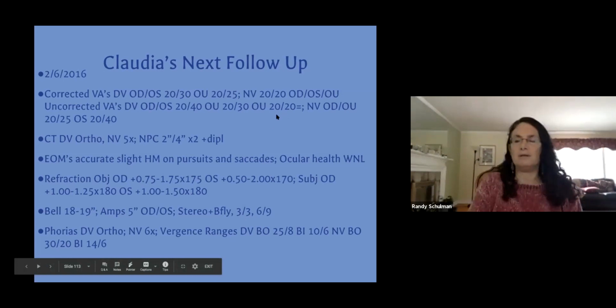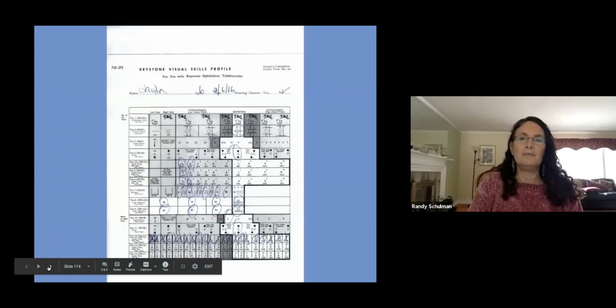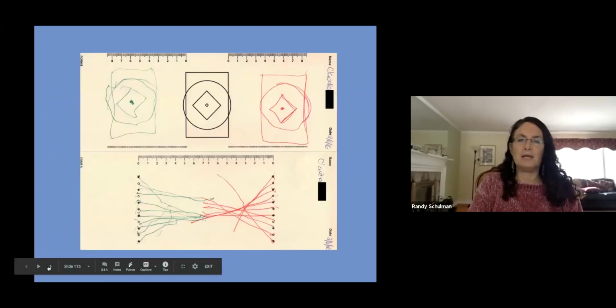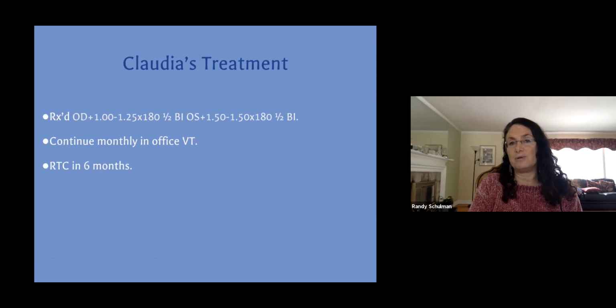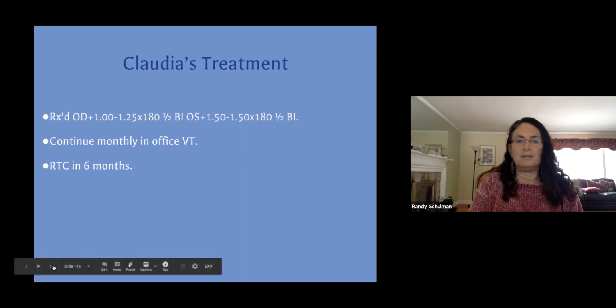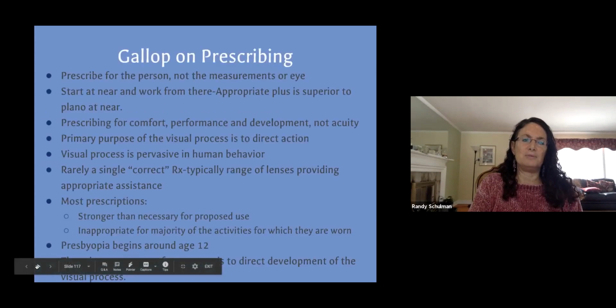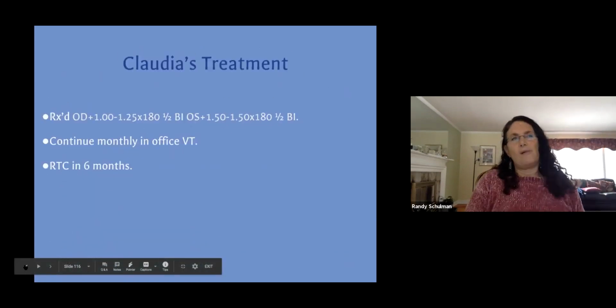Look at that, even 20/20 uncorrected. Still the usable vision is not great, but everything else is coming into line. I'm not sure why that wasn't quite as good, but again, for a 6-year-old, not bad. So now we dropped the cylinder. So she's down to almost less than half of the cylinder that she was in before. And then she was going to continue monthly in office. I don't think she did at that point. They just did it at home.